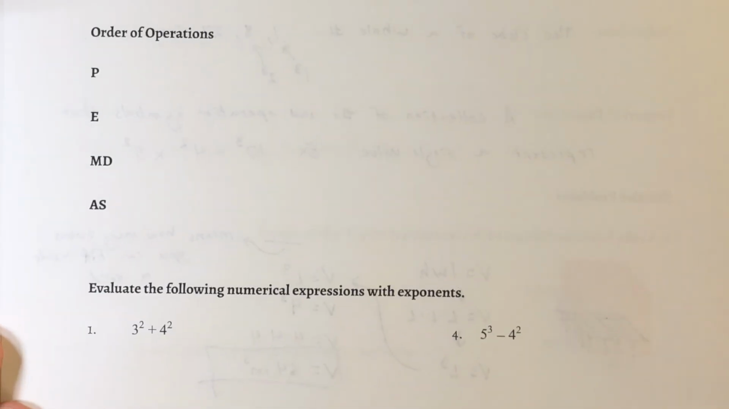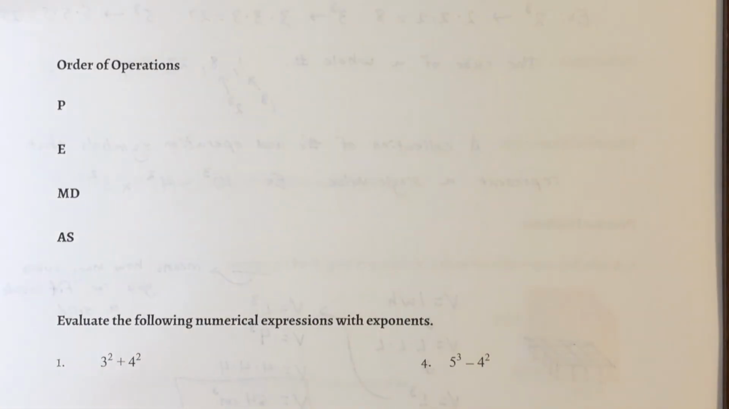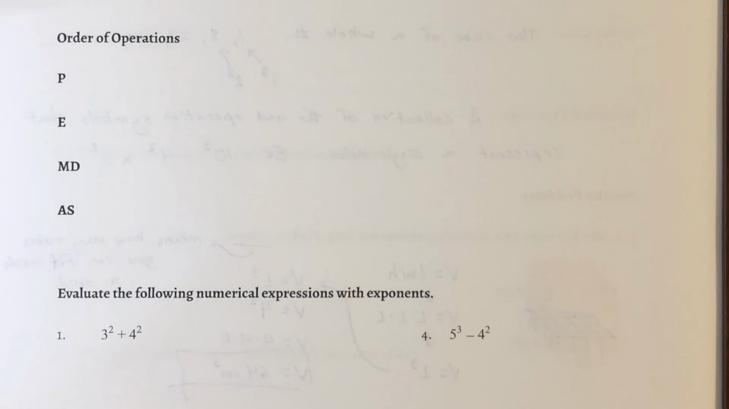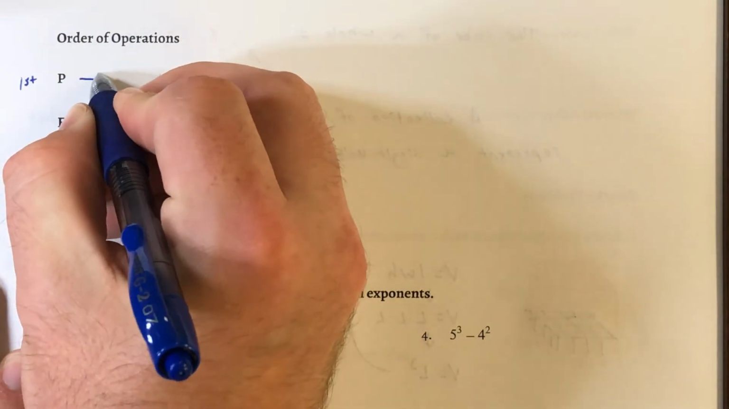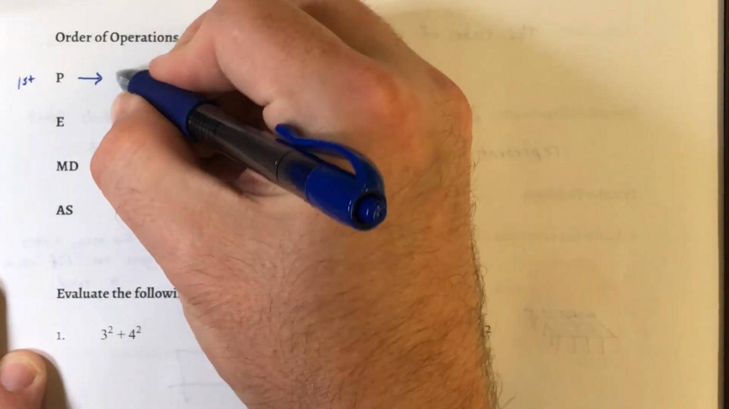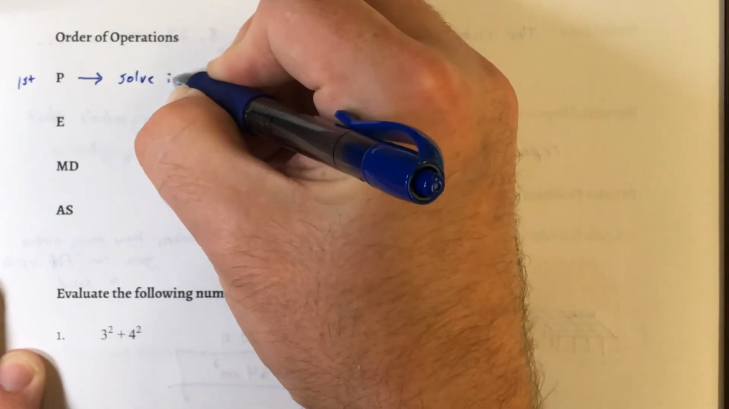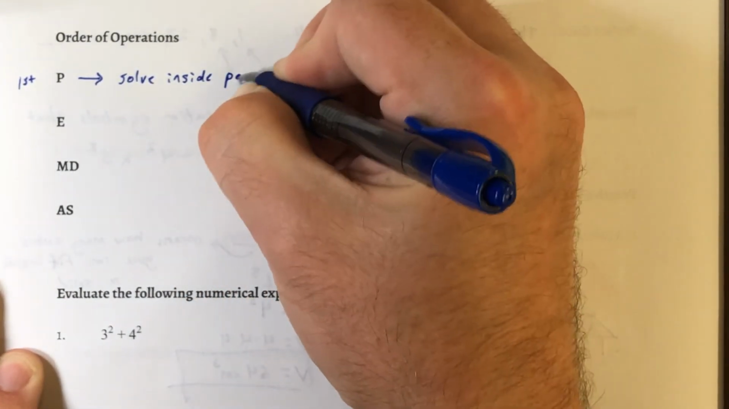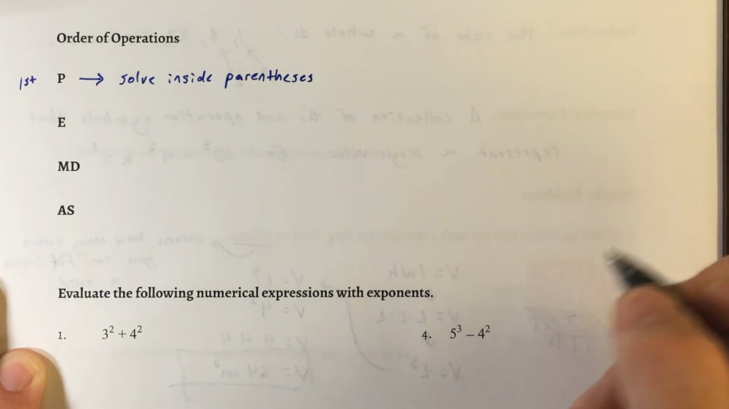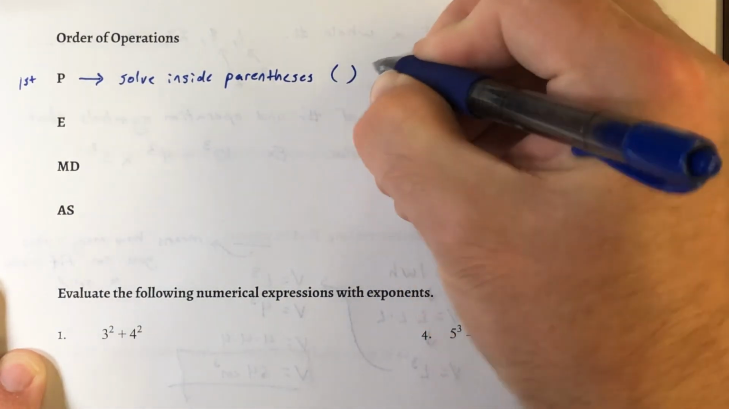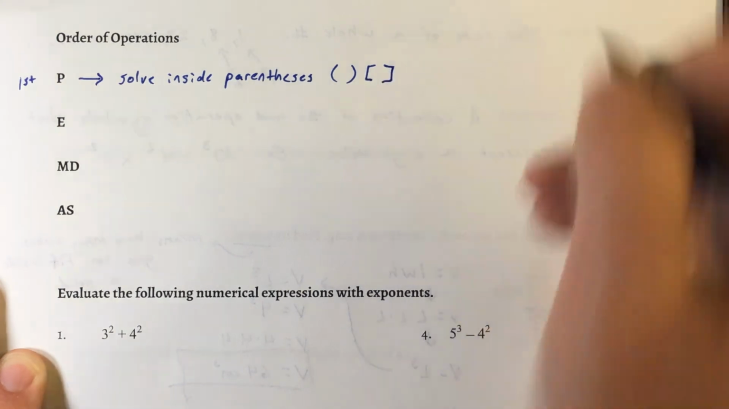All right, let's move on to order of operations. So, order of operations follows 4 very specific steps. The first step in the order of operations is P, which stands for, or means, solve inside parentheses. What do parentheses look like? Well, they look like this, or we might refer to them as brackets, like that.